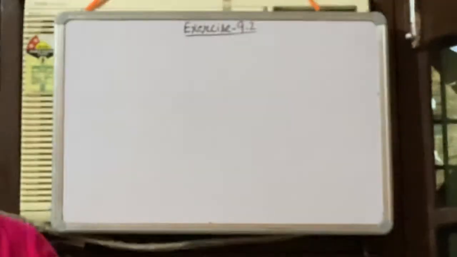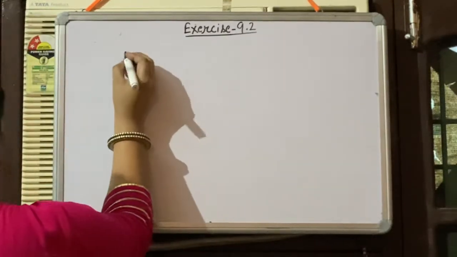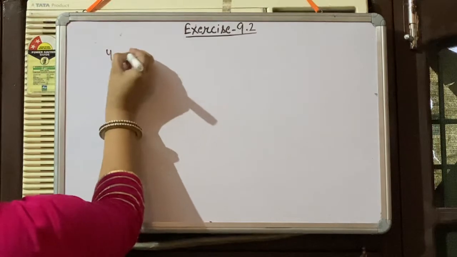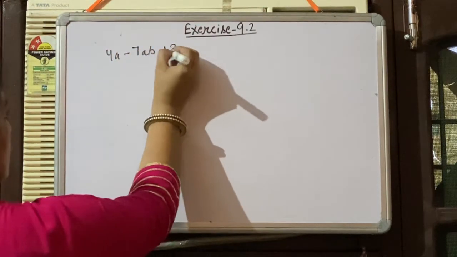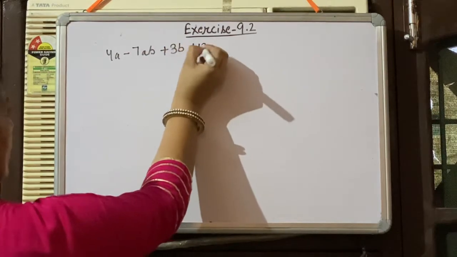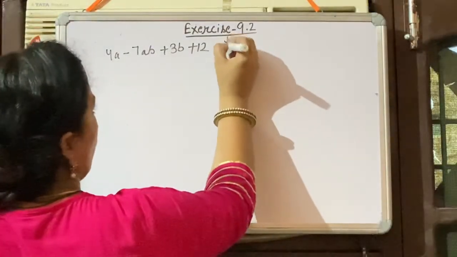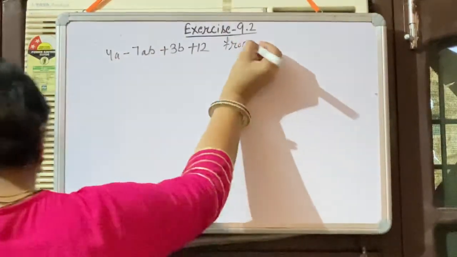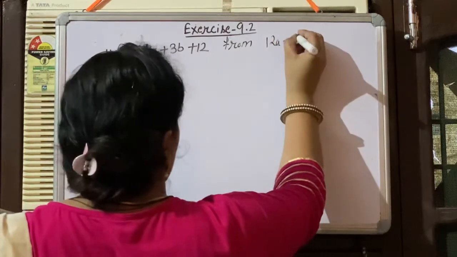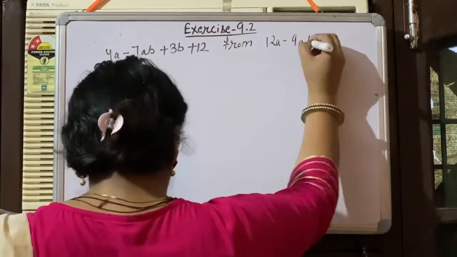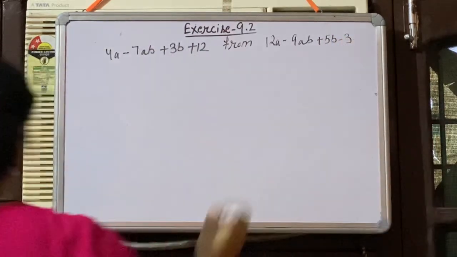The statement is 4a minus 7ab plus 3b plus 12. We have to subtract this term from the next term, which is 12a minus 9ab plus 5b minus 3.